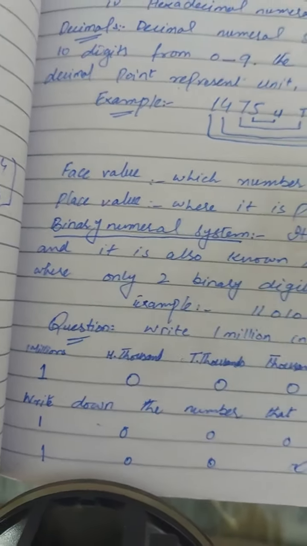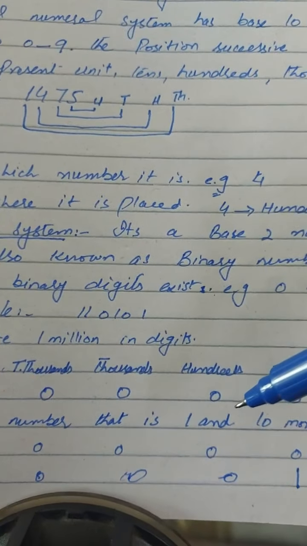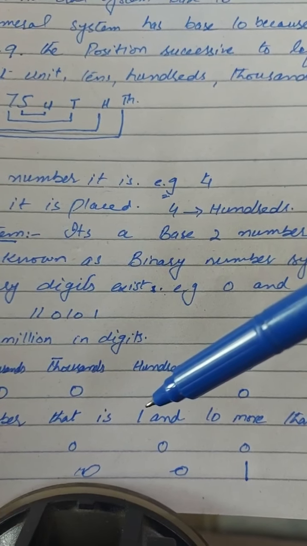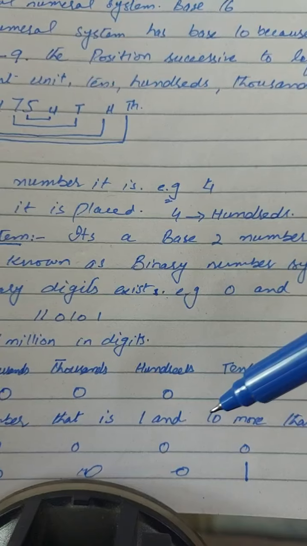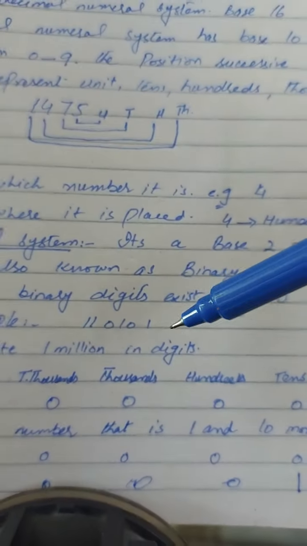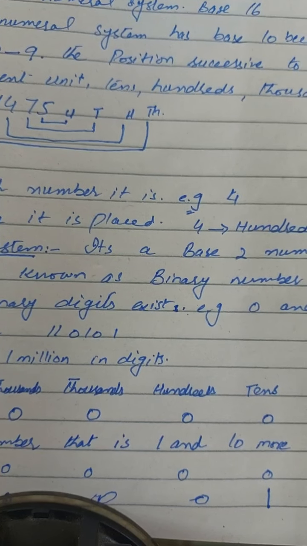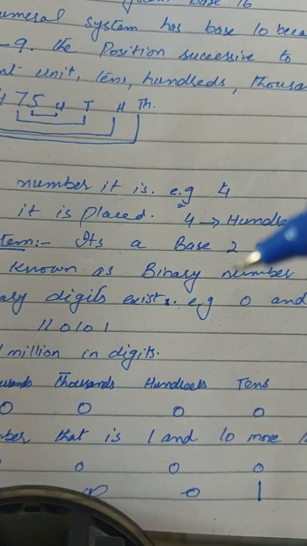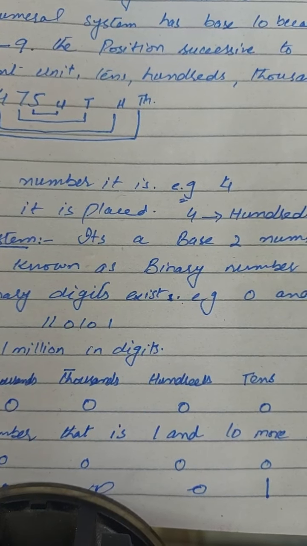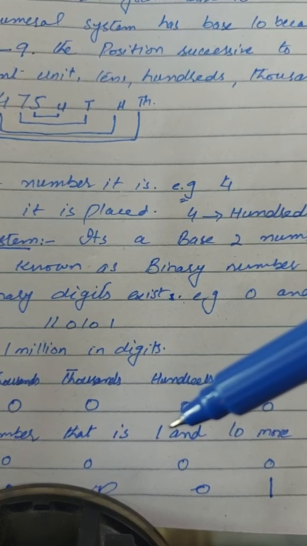I repeat it. If you have to write the number that is 1 and 10 more than 1 million, then you will only change the value of ones and change the value of tens. The rest of the digits will be placed the same way. In the same way, if you are asked to write 100 more than 1 million, then you will simply change the value of 100 from here, right?